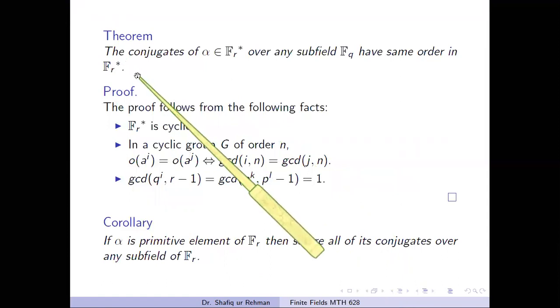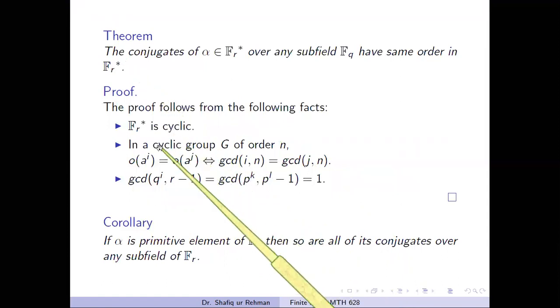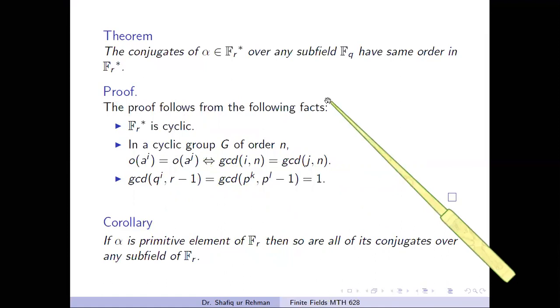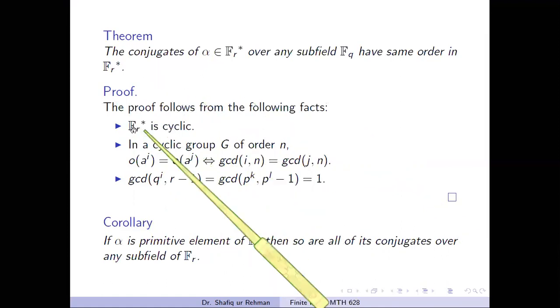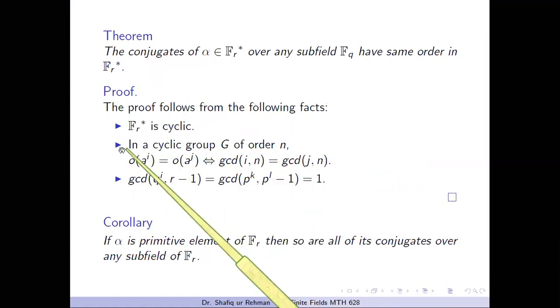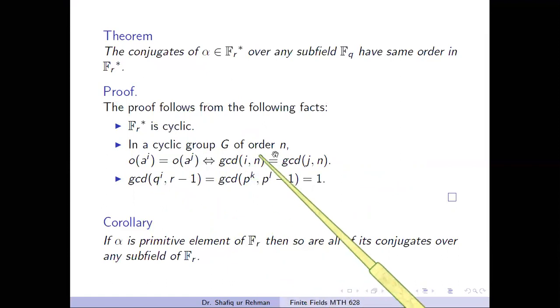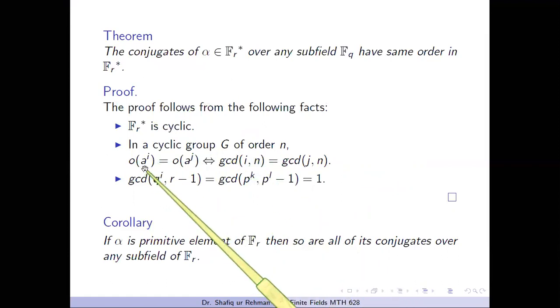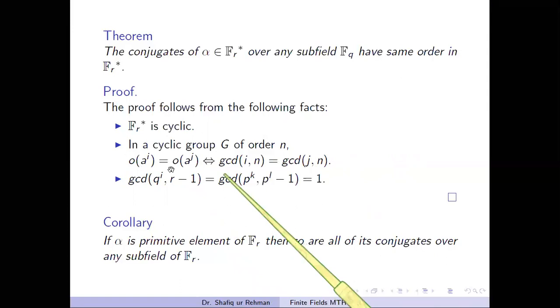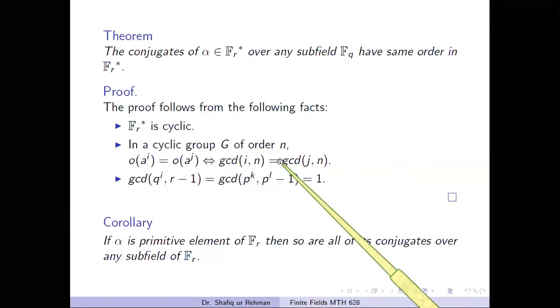And this can be proved by using three basic facts. The first fact is that this group is a cyclic group. The second one is that in a cyclic group, all the elements can be written as the power of a single element, so the order of two elements a power i and a power j will be the same if and only if their GCD with the order of the group is the same.